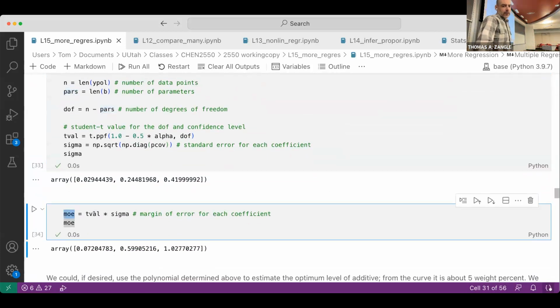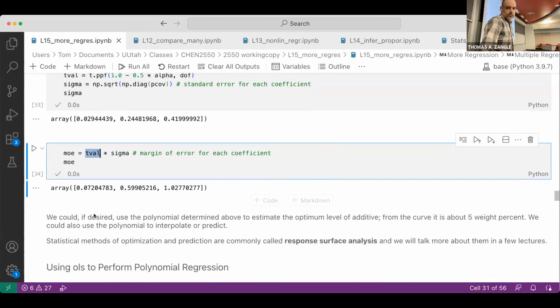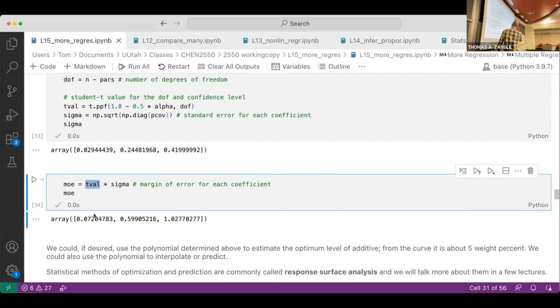And so then we can find our margin of error as the t-value that we found based on that number of degrees of freedom and our specified confidence level times the standard error. And so now we have confidence intervals on those parameters as well. Okay. So now we have a curve defined by the parameters that were output from our polyfit, and we have confidence intervals on those parameters. We could, for example, use those parameters to find the optimum level.